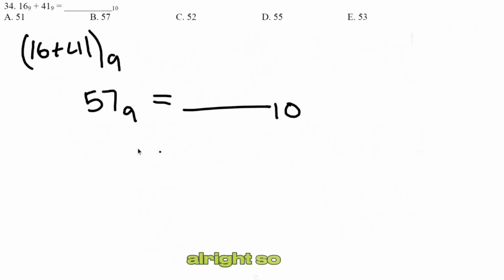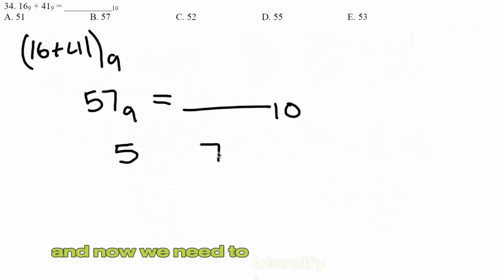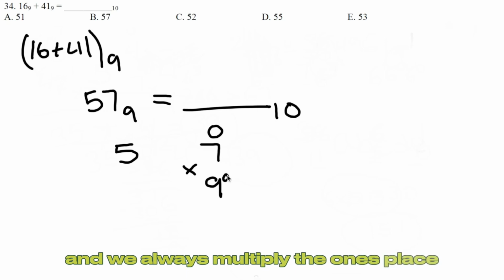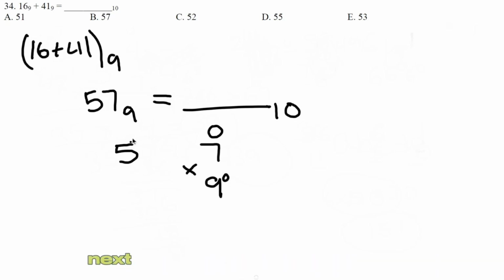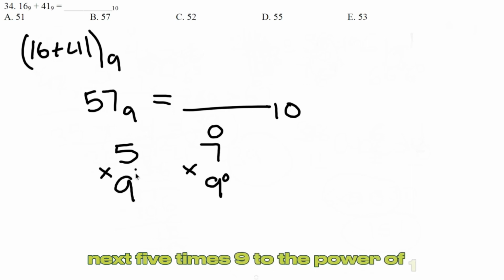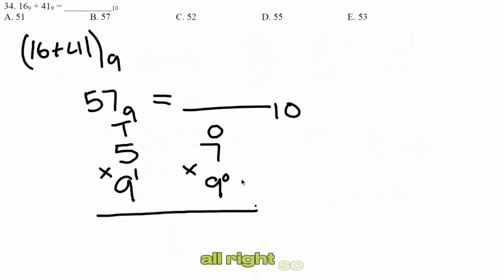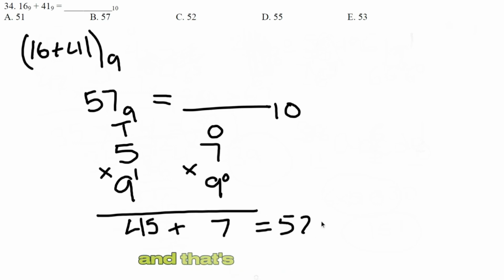Alright, so 5, 7, and now we need to identify our powers of 9. So 7 times 9 to the power of 0, because this is in the ones place, and we always multiply the ones place by the base to the power of 0. Next, 5 times 9 to the power of 1, because it's in the tens place, and we always multiply the number in the tens place by the given base to the power of 1. Alright, so 9 to the power of 0 is just 1, because any number to the power of 0 is 1, and times 7, that's 7. Then 5 times 9 is just 45. So 45 plus 7 equals 52, and that's your answer.